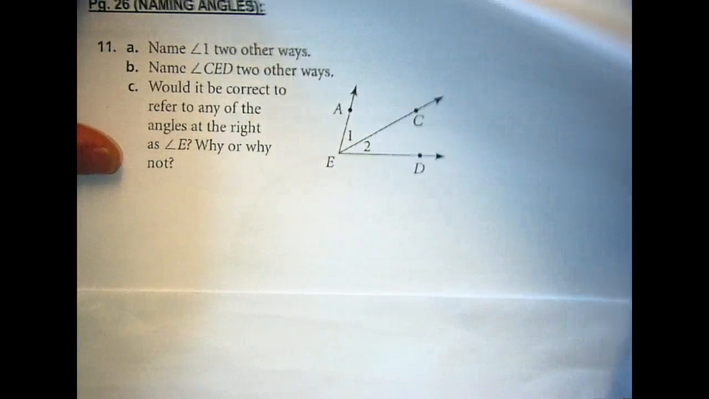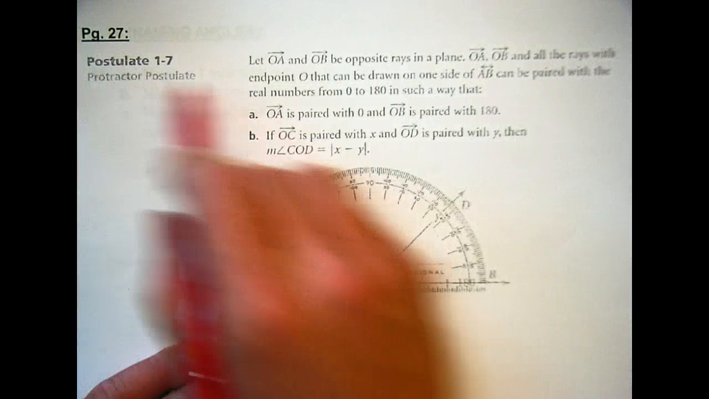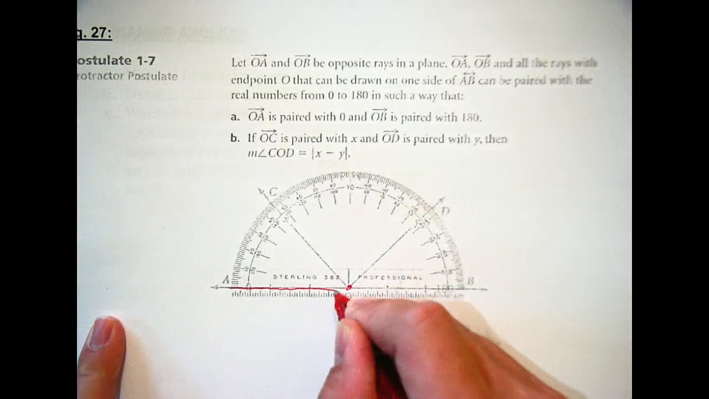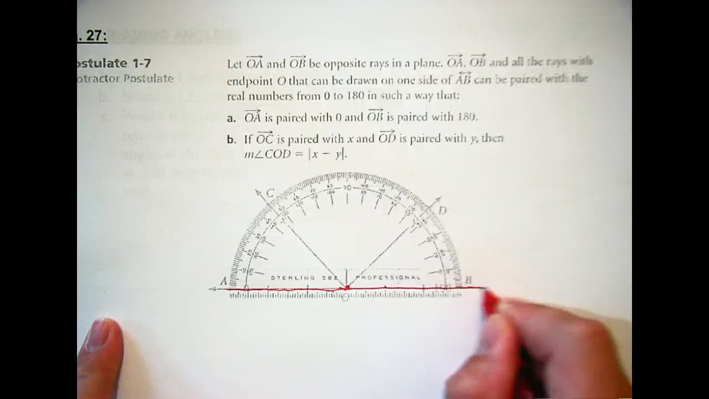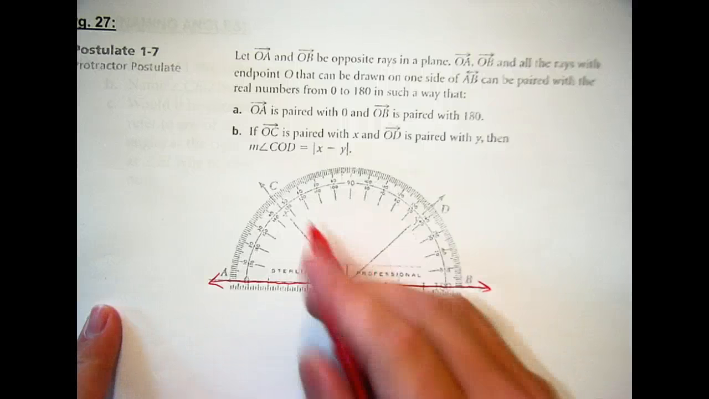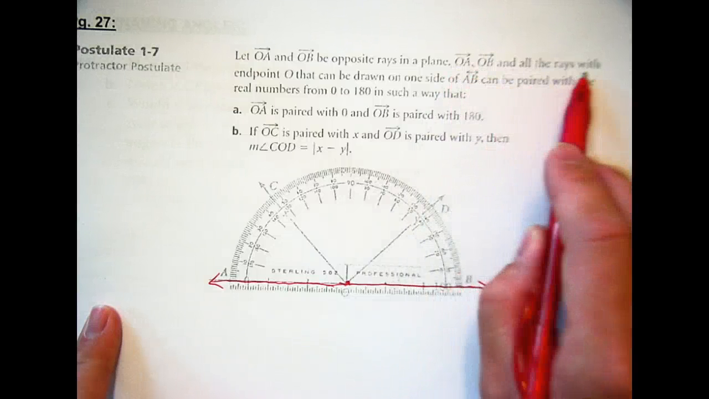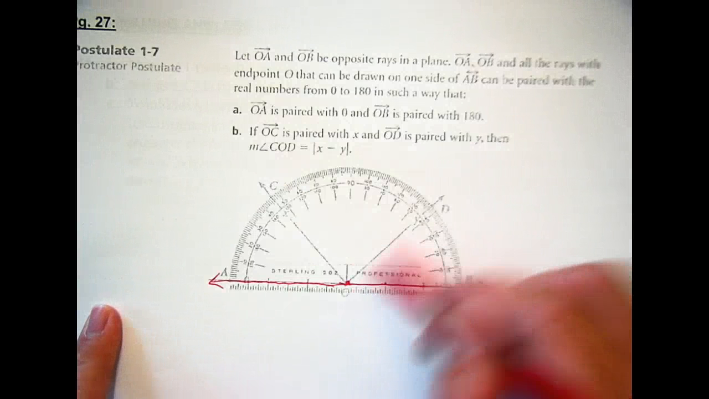So. All right, so this is another postulate here. It's kind of out of order. Let me switch back to this. So we dealt with segments, and now we're dealing with angles. This is called the Protractor Postulate. Let OA, so from here to here, this ray, and OB be opposite rays. Now, opposite rays make what type of line? Straight. Straight line. And how many degrees in a straight line? 180. 180, okay? OA and OB and all the rays within point O can be drawn on one side of AB. So in other words, all these rays can be drawn out here.